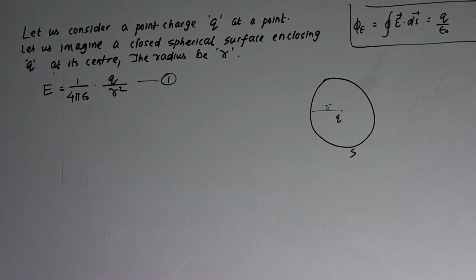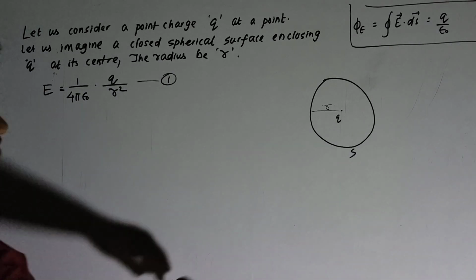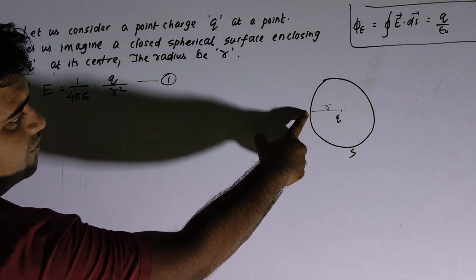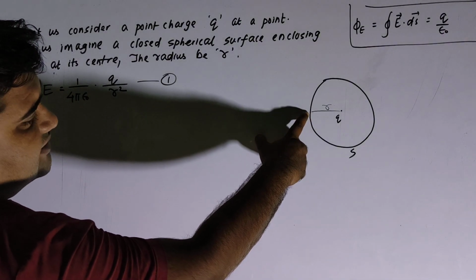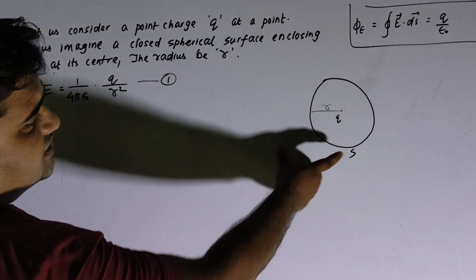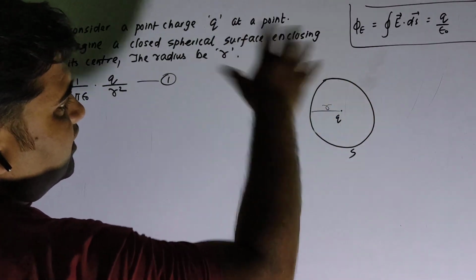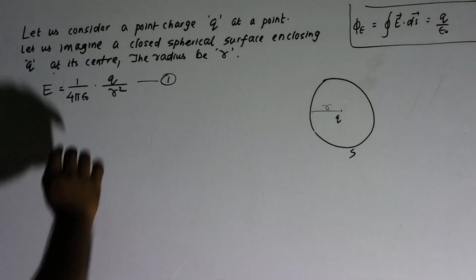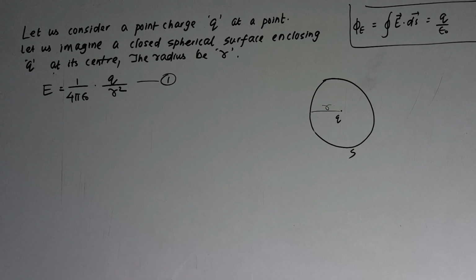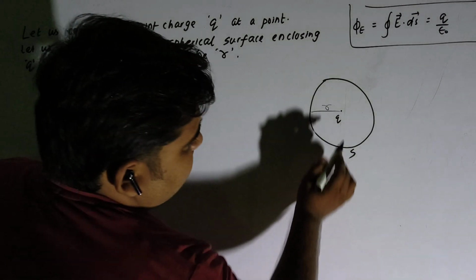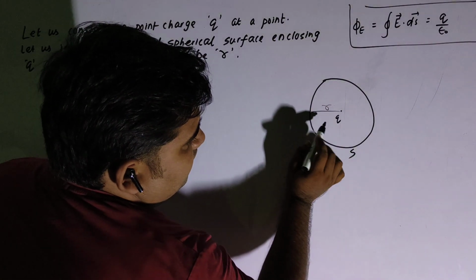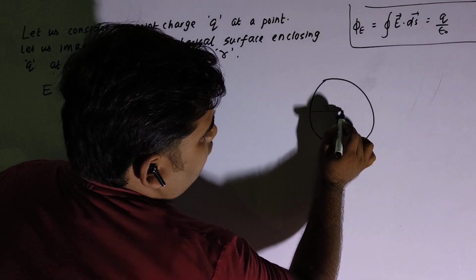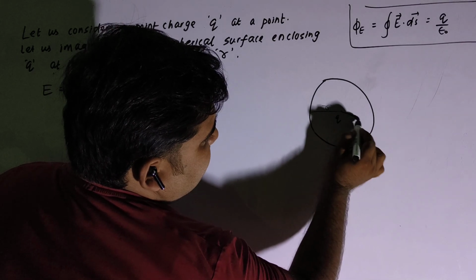This electric field is constant on the surface. Whatever the electric field is at this point, the electric field is the same at this point, and this point, and everywhere. So the same electric field at every point. So this is our equation 1. And now you can actually see, if q is here, the electric field is radially outward.